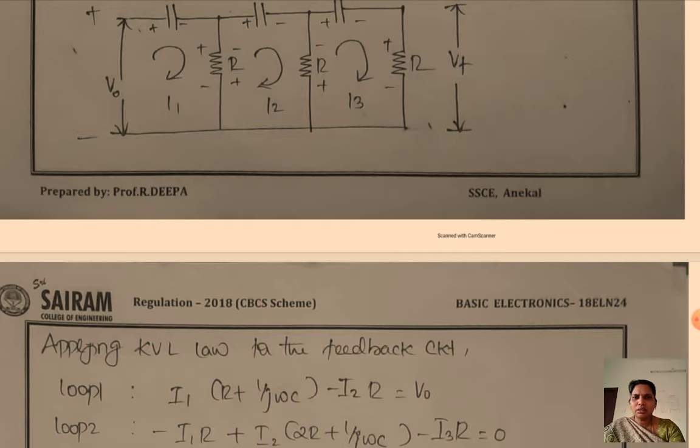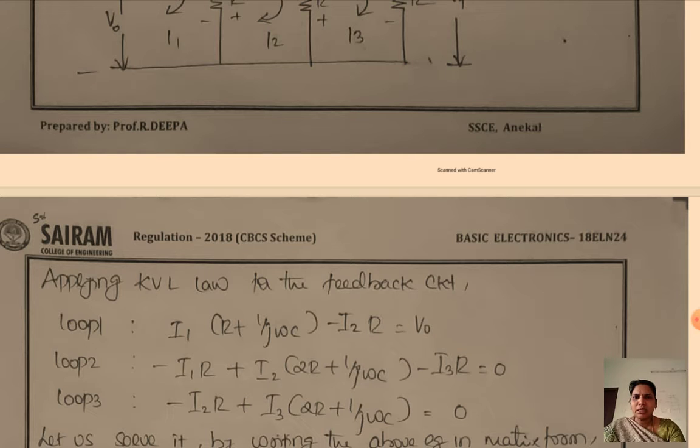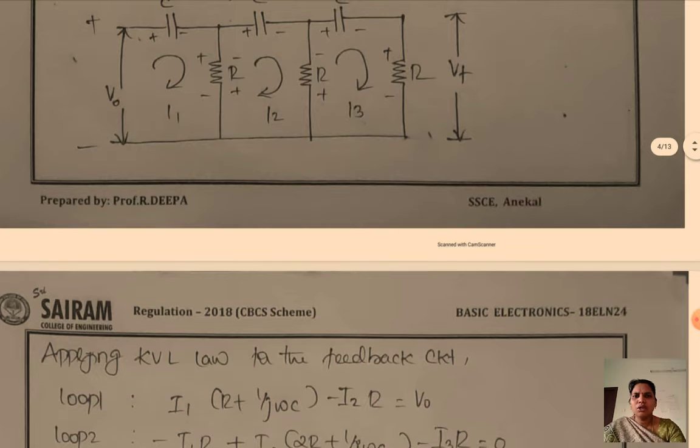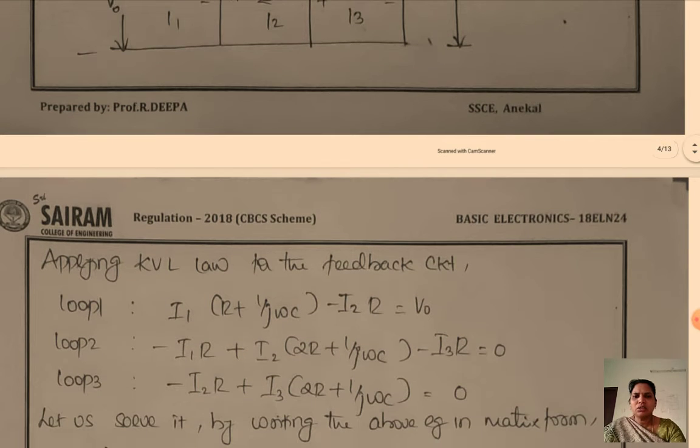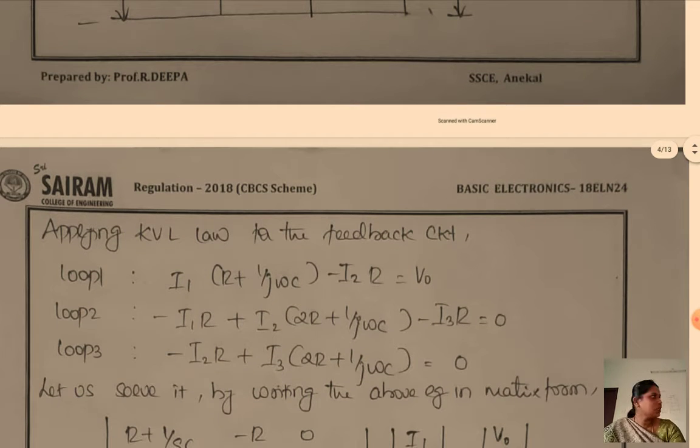And similarly for the third section, loop 3, the first resistance is where I2 is passing, and since it is from minus to plus, we can write it as minus I2 into R plus I3 of both the resistances together, 2R plus 1 divided by j omega C, which is taken as 0, since there is no voltage source in this loop.